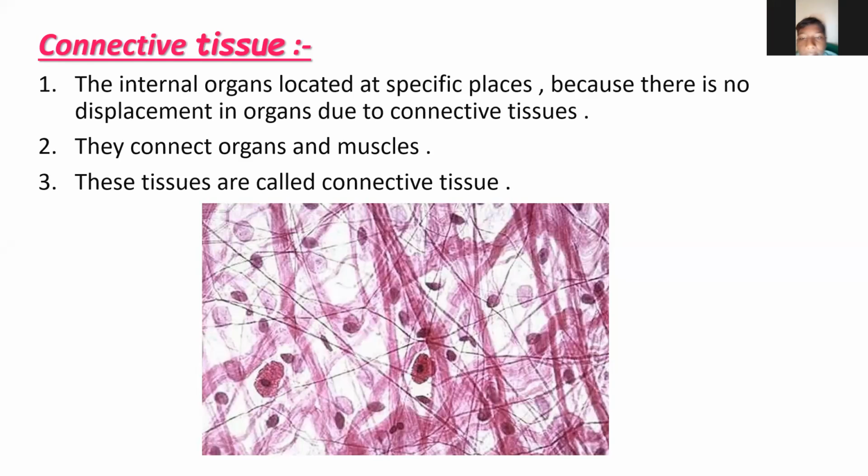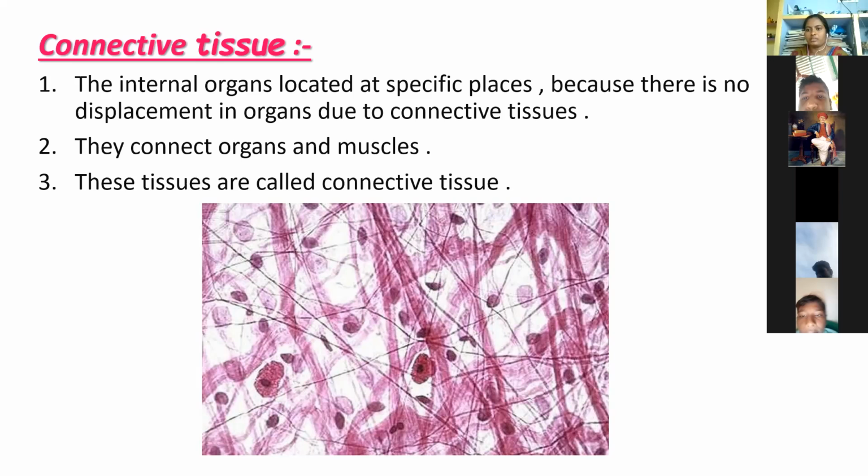For example, heart, kidneys, lungs, liver, pancreas. These are all internal organs. They are located in specific places because there is no displacement of organs due to the connective tissues. Next, they connect organs and muscles, and these tissues are called connective tissues.